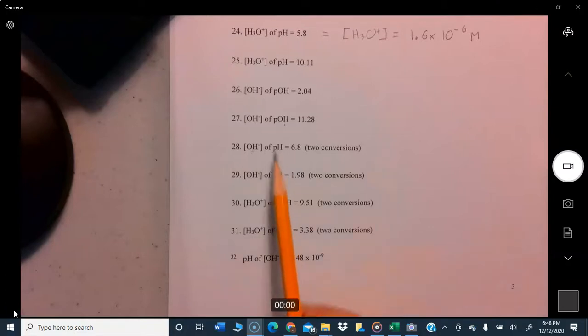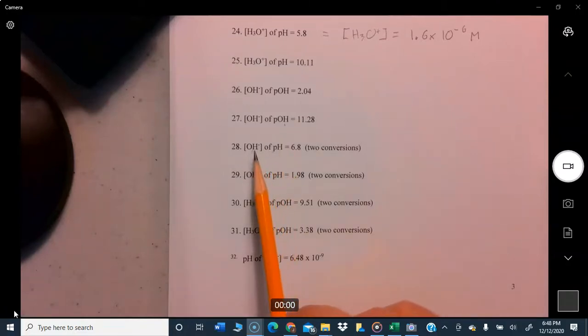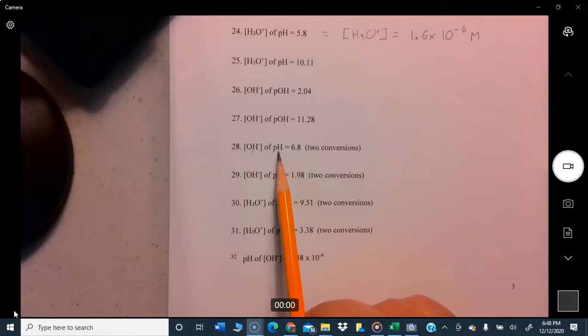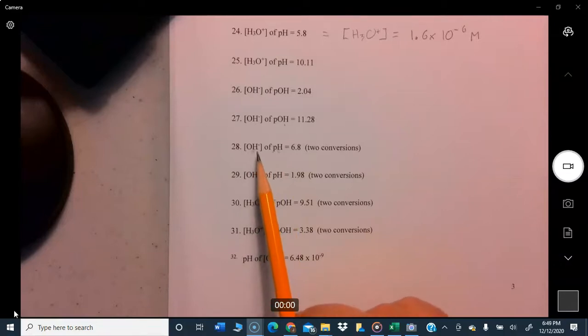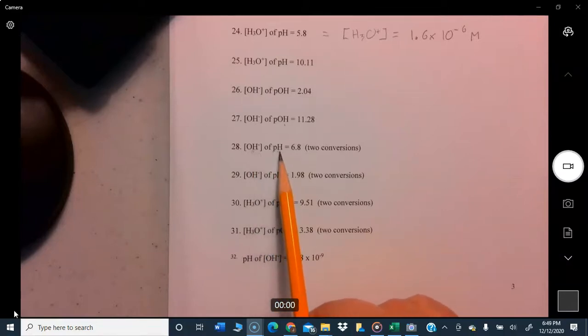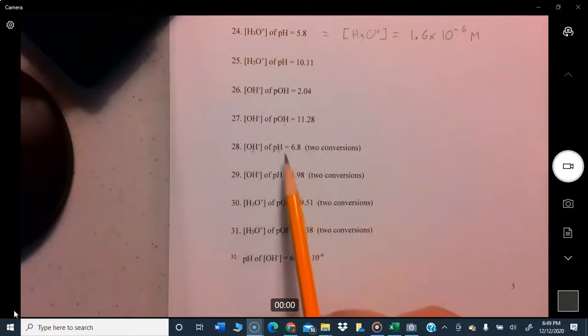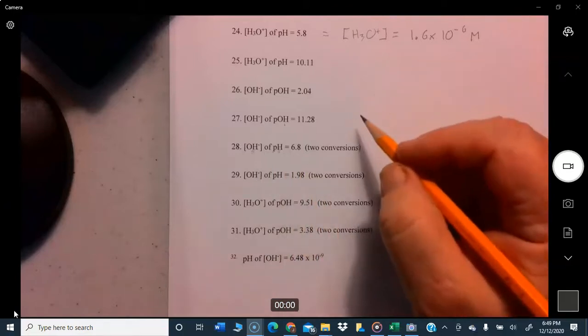Okay, so let's go ahead. Now some of these down here require two conversions. This one is going to ask you for the hydroxide concentration given a pH. So you can either go from pH to the hydronium concentration, the H3O, and then from H3O concentration to OH concentration, or you can go from pH to pOH, and then from pOH to OH concentration. I'm going to do the second way. So from pH to pOH is this.